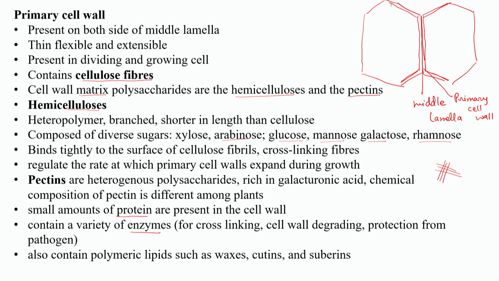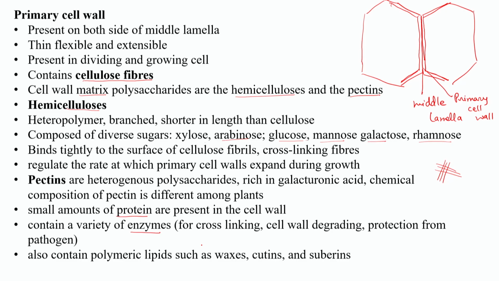Many cell wall degrading enzymes are also there, so whenever it is required, the cell wall can degrade the cellulose component. When a pathogen attacks a cell, then to protect from the pathogen, many enzymes are synthesized which can degrade components of the pathogen. Similarly, cross-linking enzymes, which are used in cross-linking the different microfibrils, are also present in that matrix. Along with that, some lipids are also there.